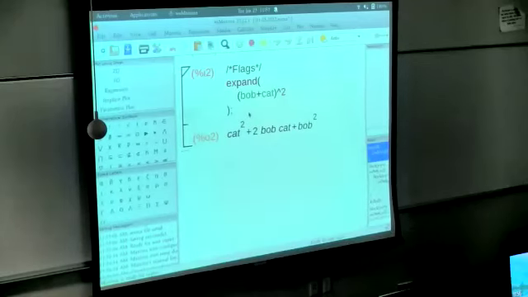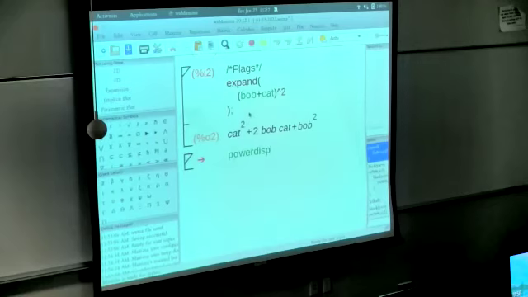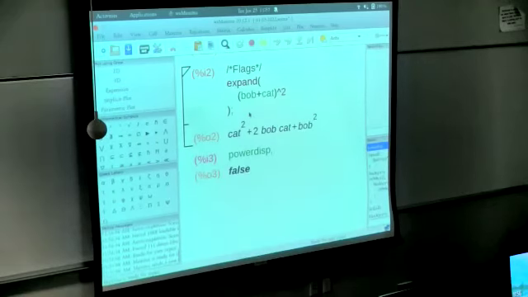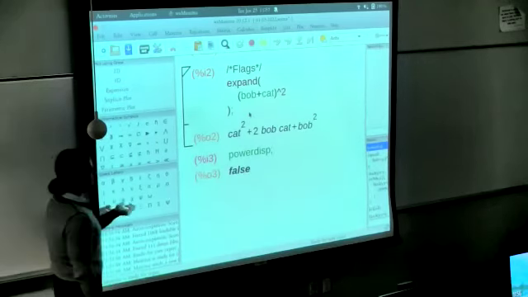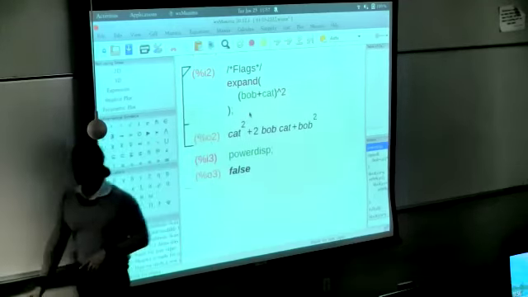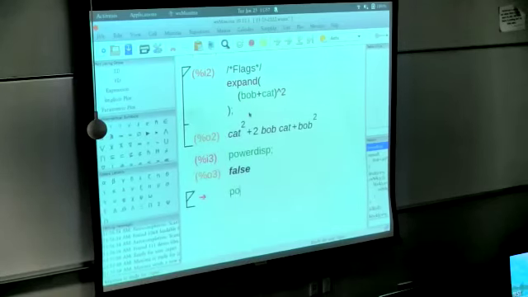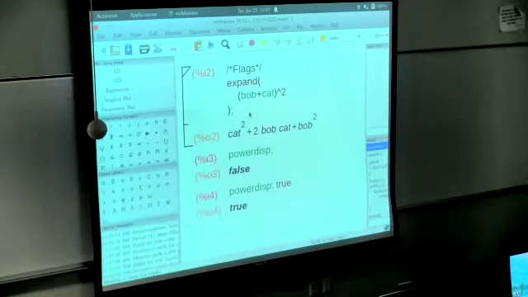The first flag is powerdisp. And it's logical. Powerdisp tells us it is set to false. So I can change that flag by setting powerdisp to be true, because the flag is logical.